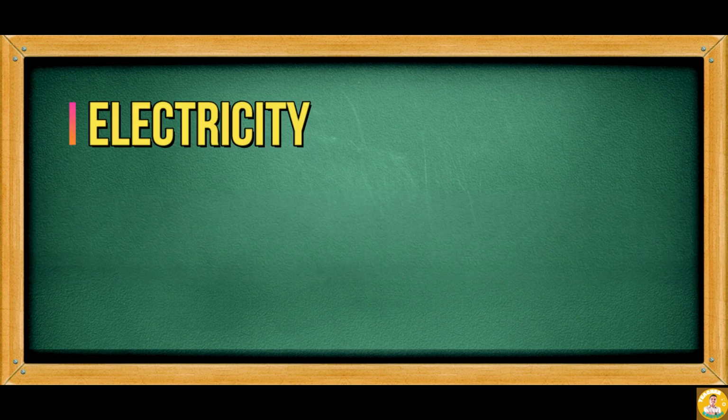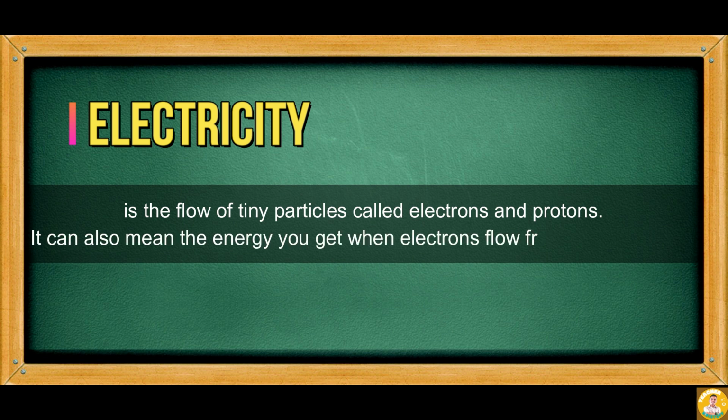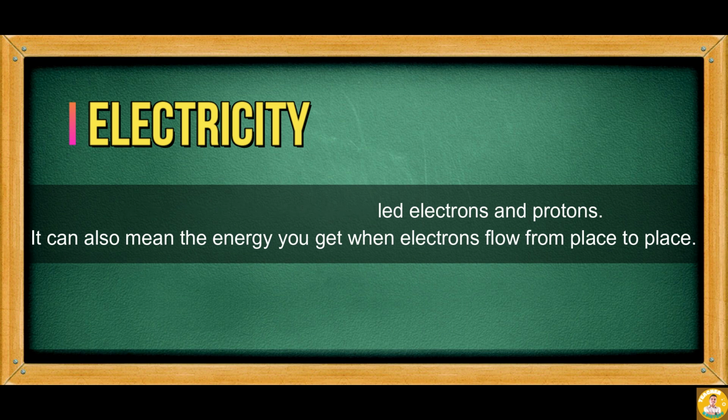Last is electricity. It is the flow of tiny particles called electrons and protons. It can also mean the energy you get when electrons flow from place to place.